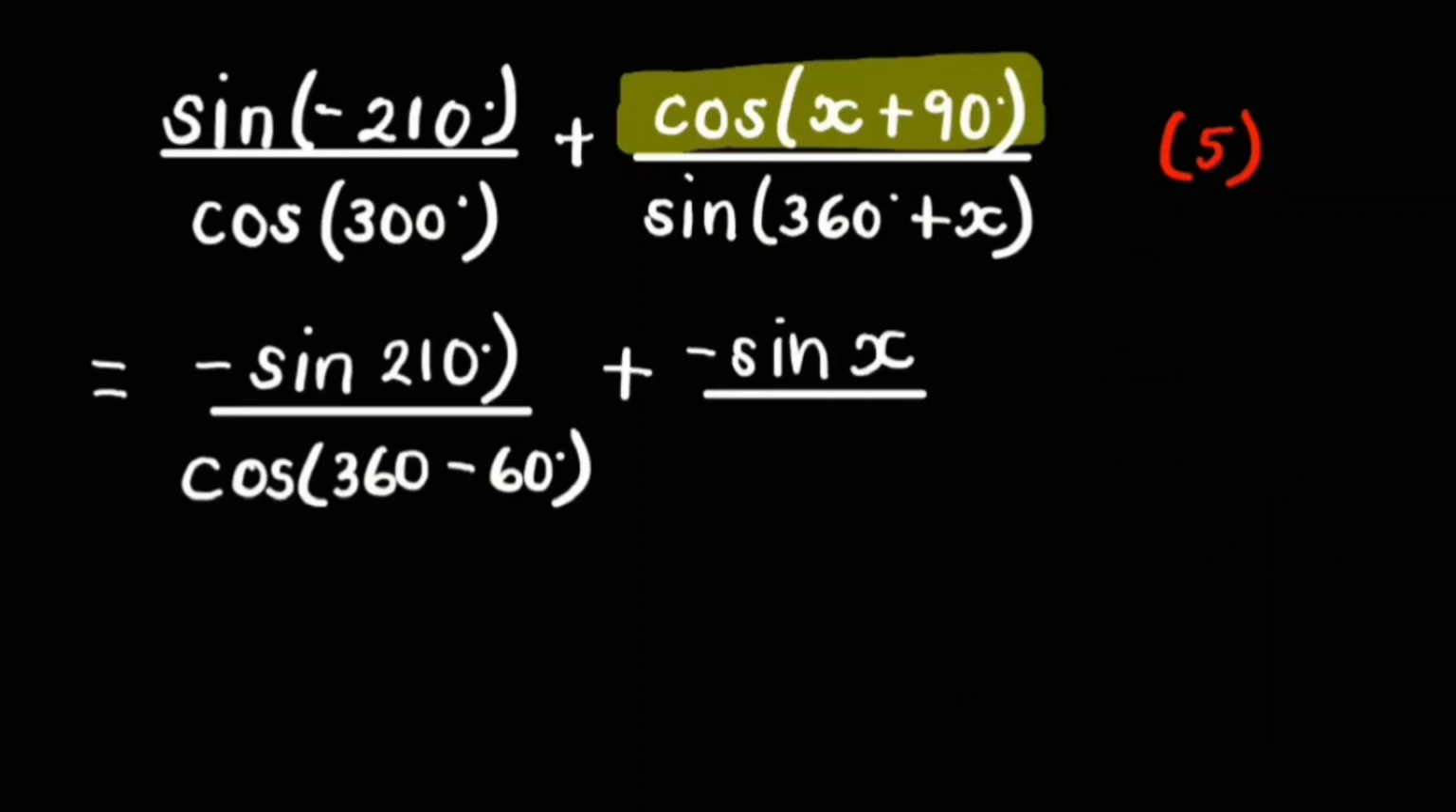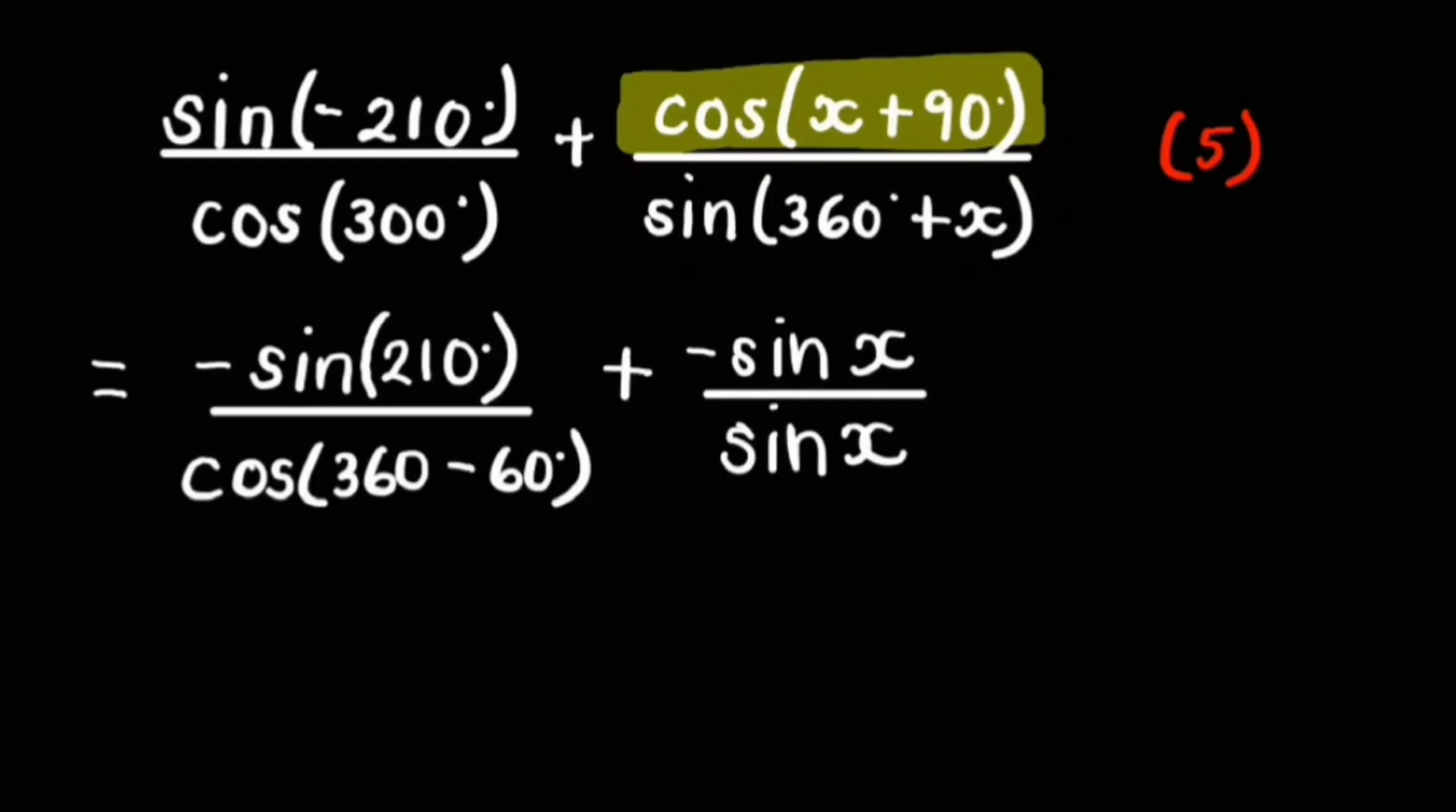Now, focusing on the denominator, we have sine of 360 degrees plus x. That is a reduction formula. 360 plus x lies in the 1st quadrant. And remember, in the 1st quadrant, all trig ratios are positive. So that answer should just be sine x, positive sine x.